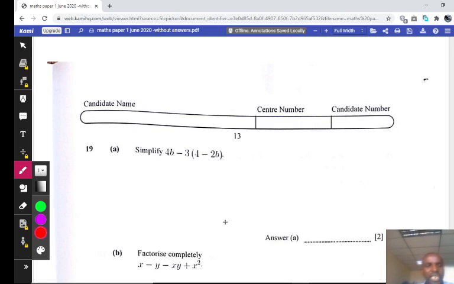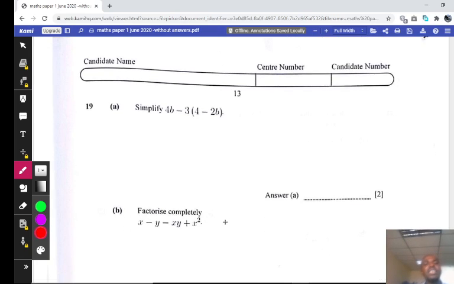Next, question number 19. Part A is saying simplify. Just remove brackets and simplify. It's very easy, this one. So you say 4b, remove brackets, minus 3 times 4 is minus 12. Then minus 3 times minus 2b is plus 6b. Please take note of the sign change here. If you multiply a negative number by a negative number, you get a plus. So it's plus 6b.